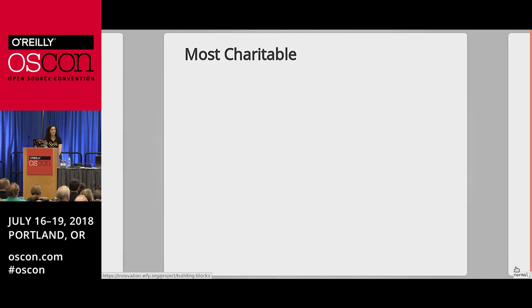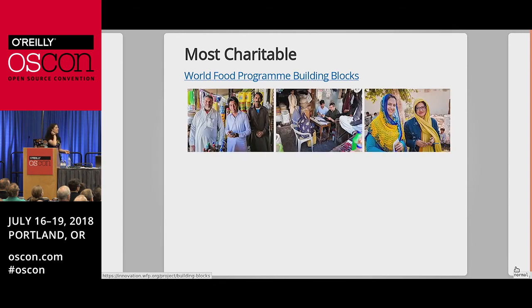Okay, the most charitable use, little drum roll, is the World Food Program. They're using blockchain technology to record what resources they give to people and how quickly people use those resources, and then they use that data to give people more of what they need. This also allows them to digitally transfer funds to people so that, without just giving people cash, they can give them the resources they need.